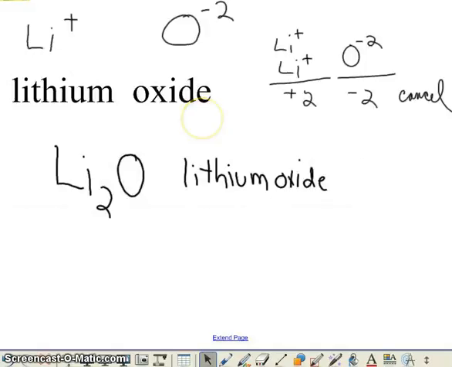Let's do another example. Lithium oxide. This time the same lithium ion, but the negative ion is actually -2. In order for these two charges to balance out, I end up needing 2 lithium ions to balance out the -2 charge of the oxide ions. Notice that the total charges cancel each other out. We write the formula Li2O because we use 2 lithium ions to balance the -2 charge on the oxide. Here's the formula and the name.